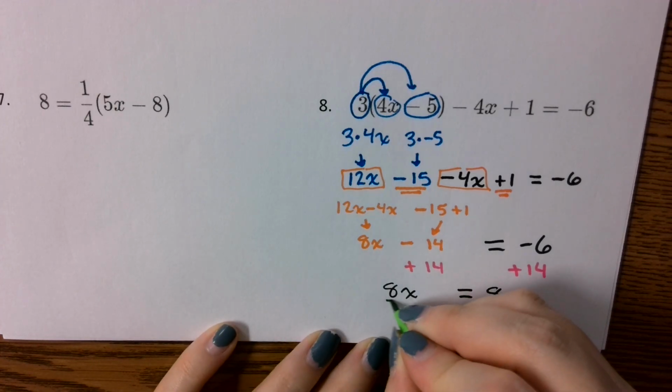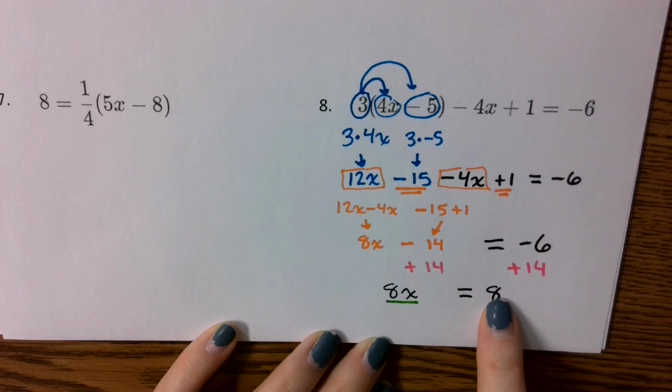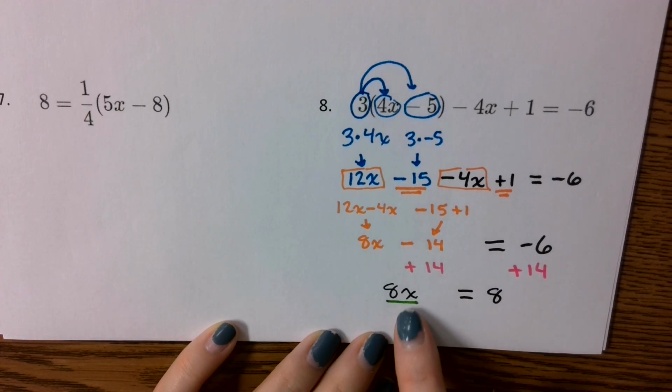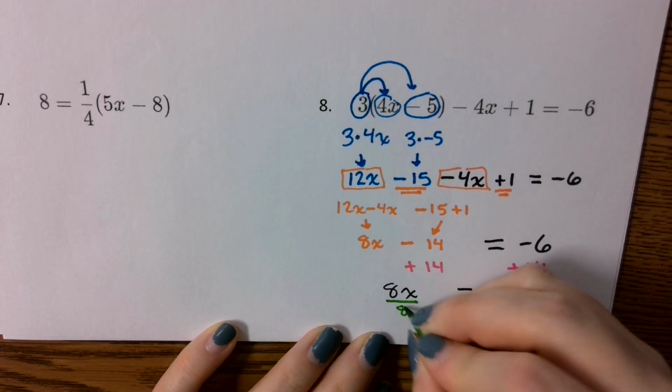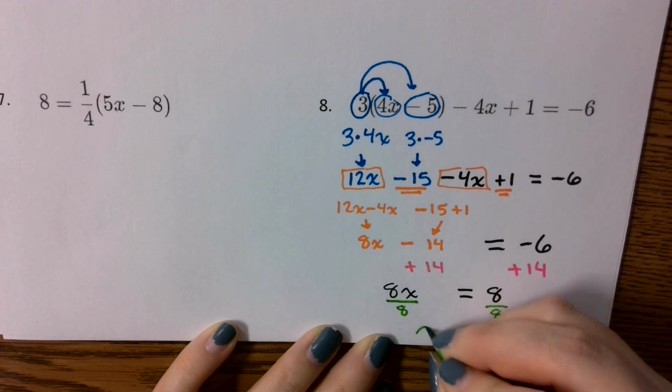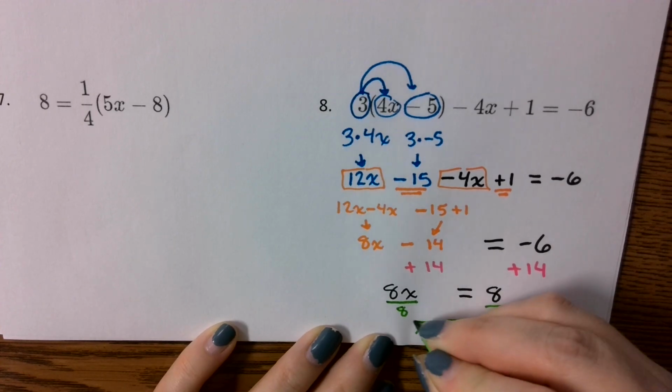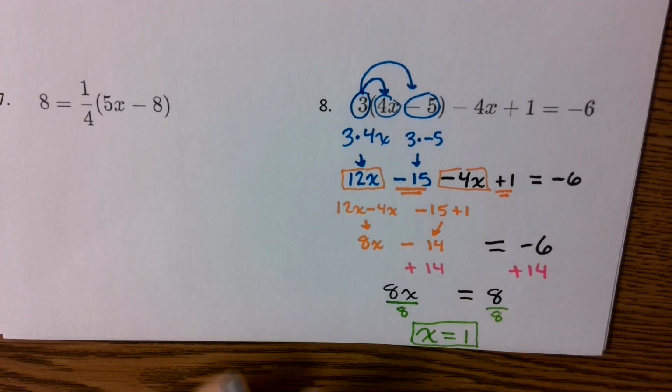Divide both sides by 8. Not because of this 8, but because of the 8 that's connected to the variable. That's the reason we're dividing by the 8s. And we'll get x is equal to a positive 1. Bless you. X is equal to positive 1.